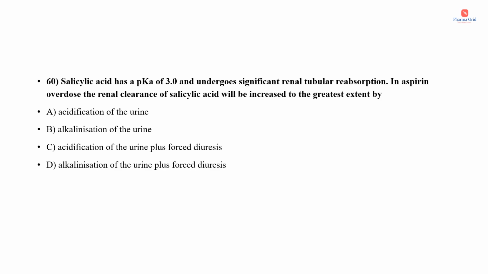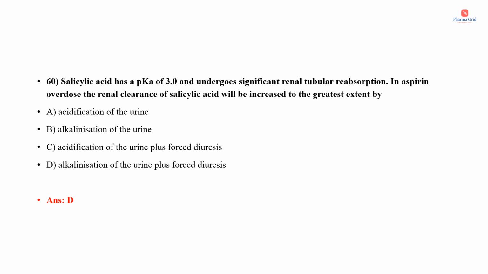Question number 60. Salicylic acid has a pK of 3 and undergoes significant renal tubular reabsorption. In aspirin overdose, the renal clearance of salicylic acid will be increased to the greatest extent by: acidification of the urine, alkalinization of the urine, acidification of the urine plus forced diuresis, alkalinization of the urine plus forced diuresis. Here, the correct answer is option D, because we know that aspirin or salicylic acid is acidic in nature. So here the answer will be D.